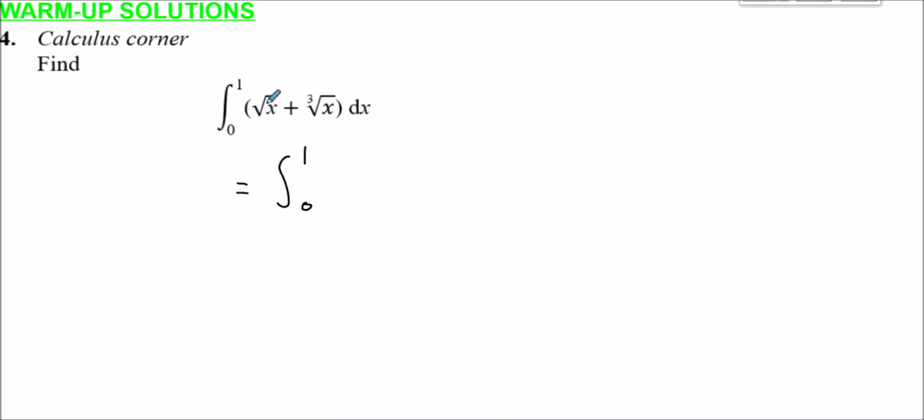X to the half is the same as the square root. And then the cube root of x, that's the same as x to the power of 1/3. So that's what we're going to be integrating with respect to x. Now recall, when we integrate, we increase the power by 1 and divide through by the new power.